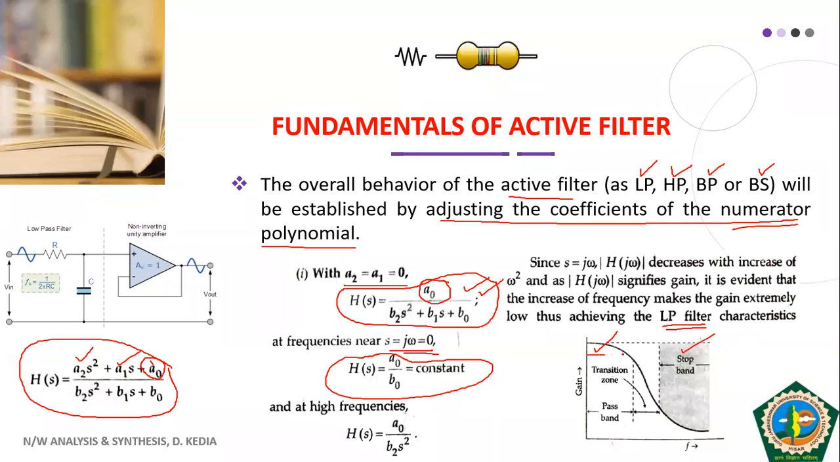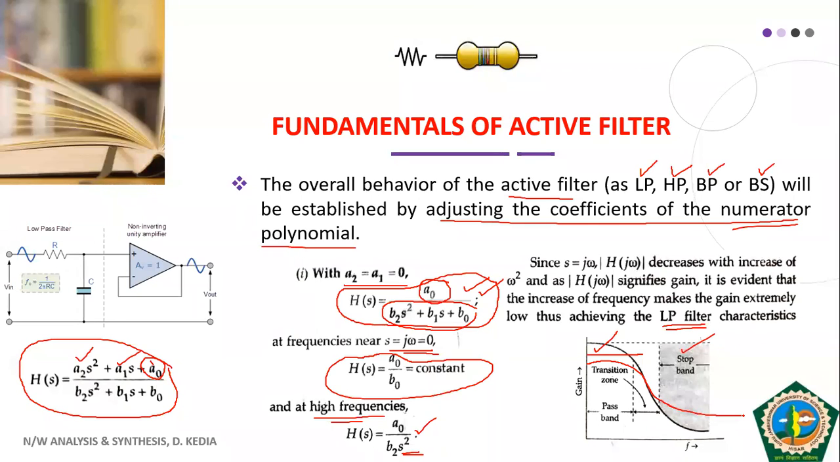Constant means we will have a constant. As we increase the frequency, obviously the denominator will increase and the overall magnitude of the transfer function will decrease. So for high frequencies, this transfer function will be proportional to a naught by b2 s square. So as s increases, H(s) decreases. As we move from low frequency to high frequency, the magnitude of the transfer function decreases. That means it is allowing low frequencies to pass through and rejecting high frequency. It means this transfer function will give us an active low pass filter.